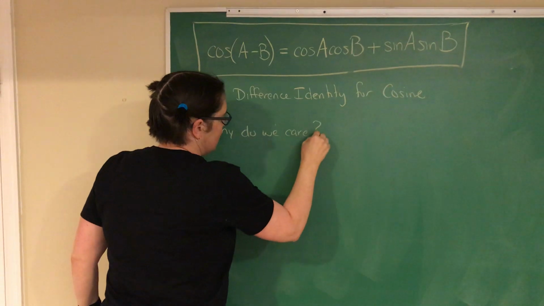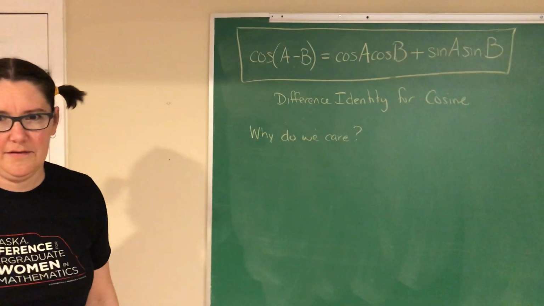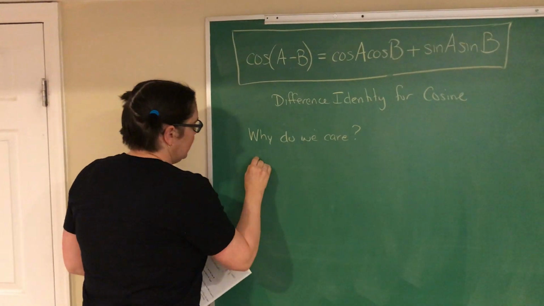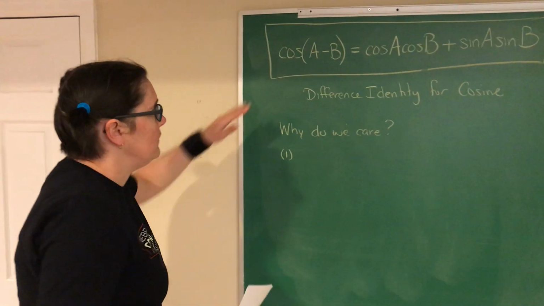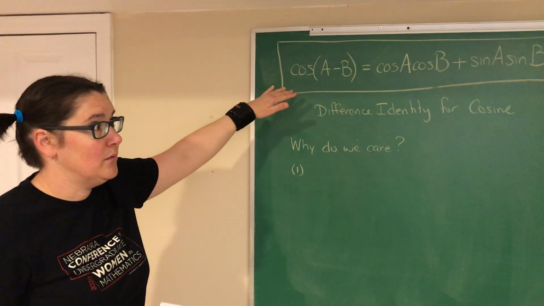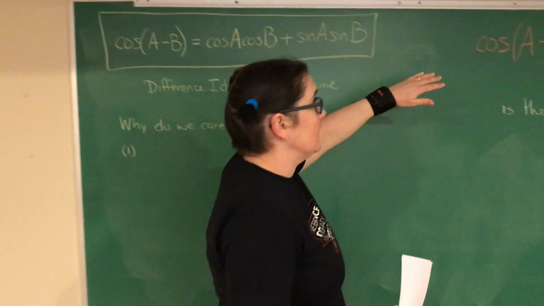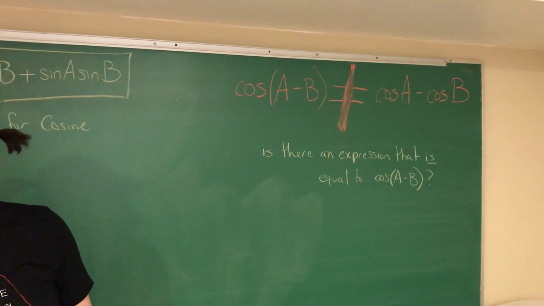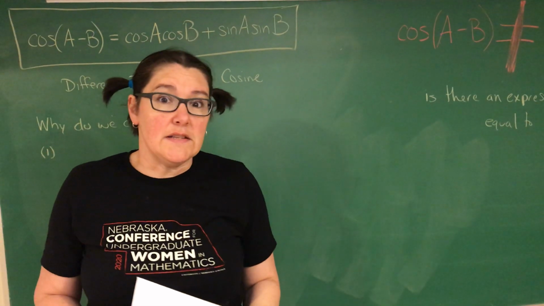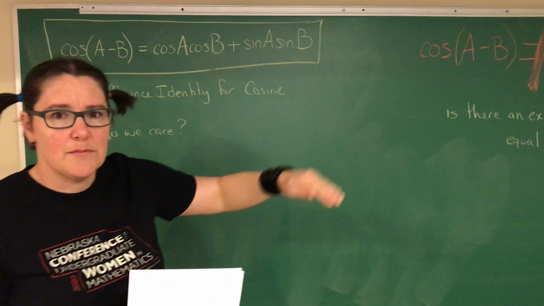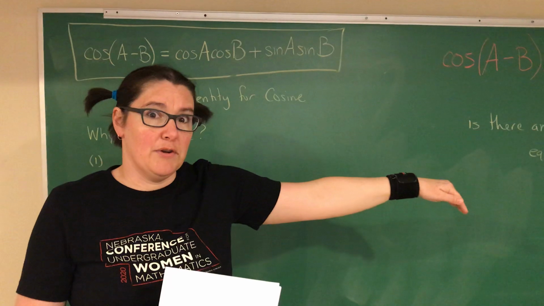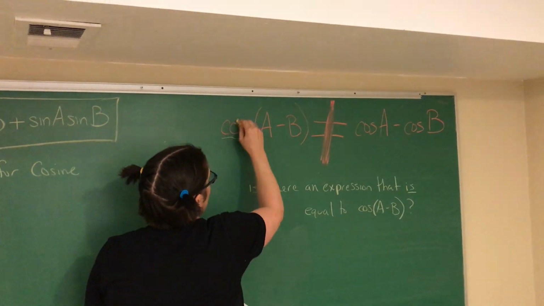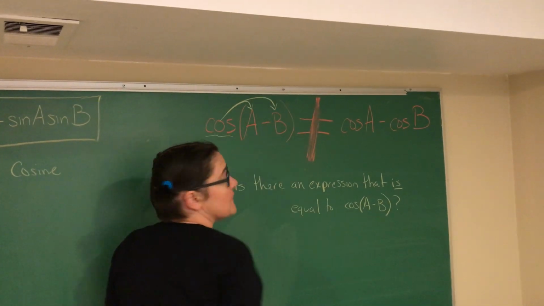The next question is, why do we care? Why do we even care about this formula? Well, there are a couple of reasons. One of the reasons has to do with the idea that if you're just hanging out with trig functions and you haven't spent a lot of time with them, it is really easy to try to distribute the cosine function through the parentheses. And I cannot do that. I cannot take this cosine in the front and apply it to both terms inside the parentheses.